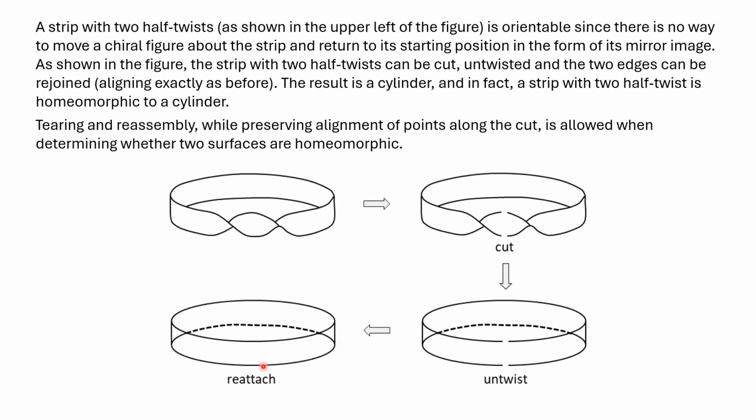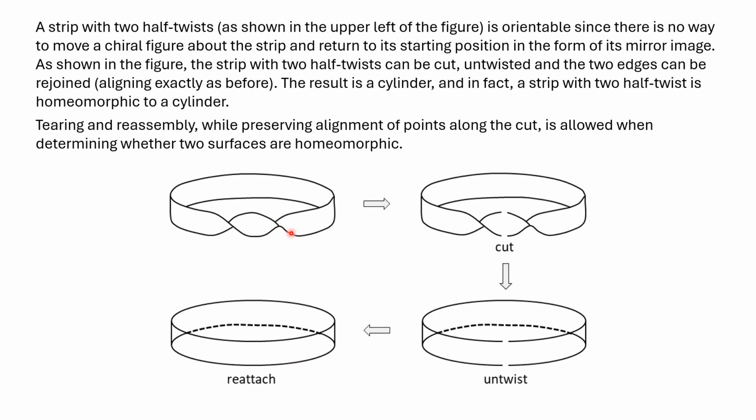So you may remember from an earlier lecture I talked about cuts not being allowed if you're looking for showing that two figures are topologically equivalent. But this is the exception I alluded to several lectures back. You can cut and reassemble as long as you rejoin where the points are meeting exactly as they were before the cut. And that's what we did in this process here.